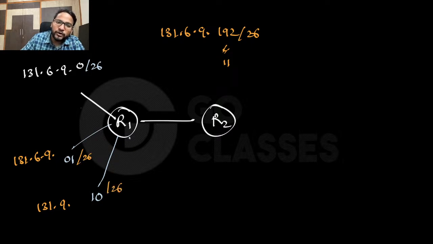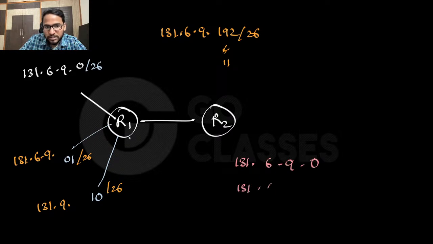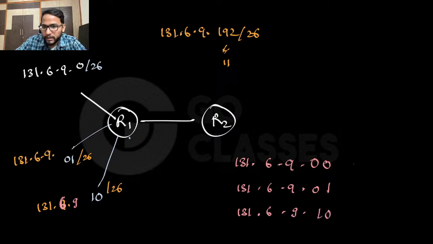Now tell me, for routing table R2, can you combine these three networks? Let me know. These three networks look like this: 131.6.9.0, this is 00, this is 01, and this is 10. Whatever is the fixed prefix I'm writing, whatever is host ID I'm not writing, and these bits are changing. Tell me, can you combine these three?